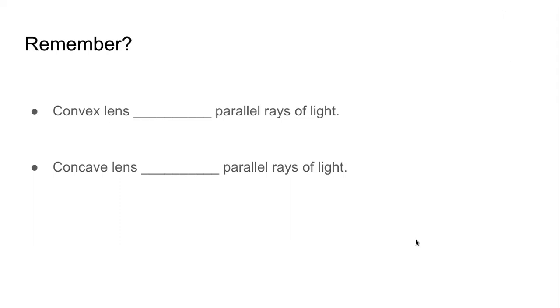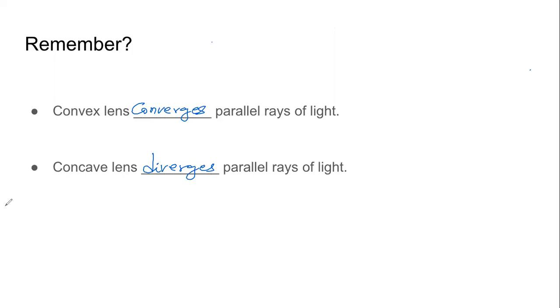Okay. So the correct answers, I'm going to write on the screen. I hope I'm able to write properly. So convex lens converges, C-O-N-V-E-R-G-E-S, converges parallel rays of light. Concave lens diverges parallel rays of light. Basic definition, understanding of two very simple basic types of lenses.